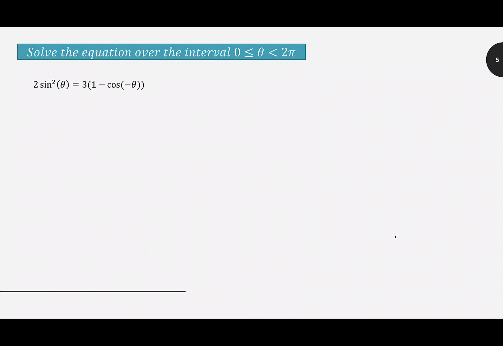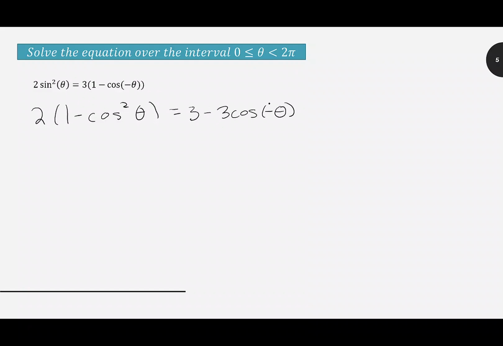Next we have 2 sine squared theta equals 3 minus cosine of negative theta. The first thing I notice is the left side is sine and the right side is cosine. I would like them all to be the same. The easiest thing to change will be sine squared theta. I can write sine squared theta as 1 minus cosine squared theta. I'm going to distribute the 3, so 3 times 1 is 3 minus 3 cosine of negative theta.